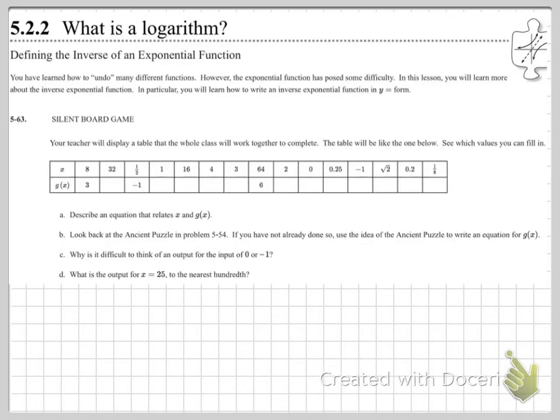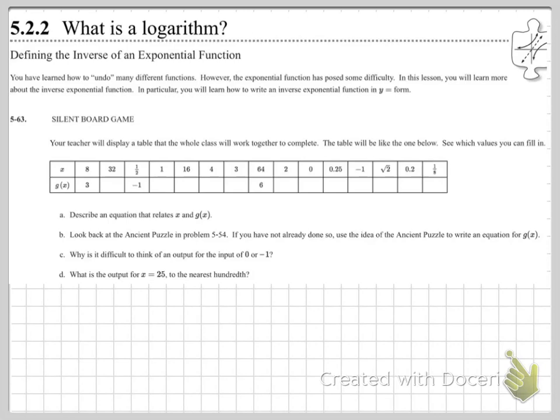Okay, section 5.2.2, what is a logarithm? Defining the inverse of an exponential function. You have learned how to undo many different functions. However, the exponential function has posed some difficulty. In this lesson, you will learn more about the inverse exponential function. In particular, you will learn how to write an inverse exponential function in y equals form.